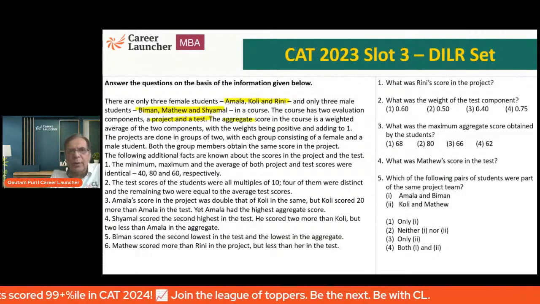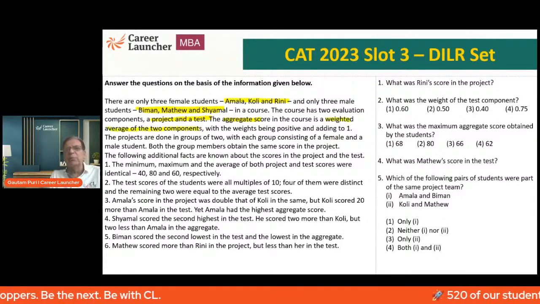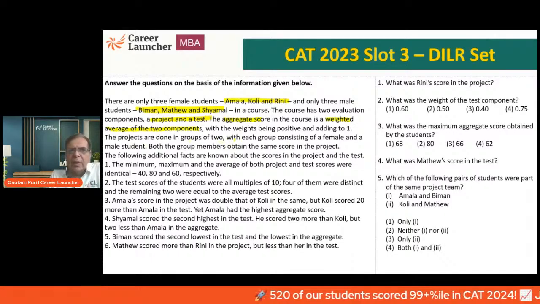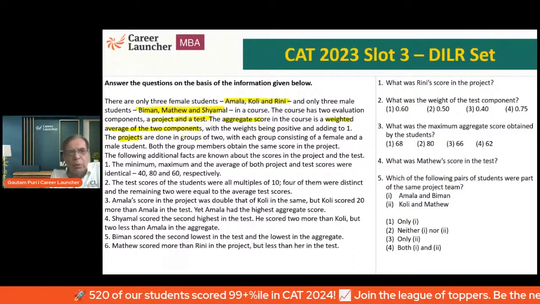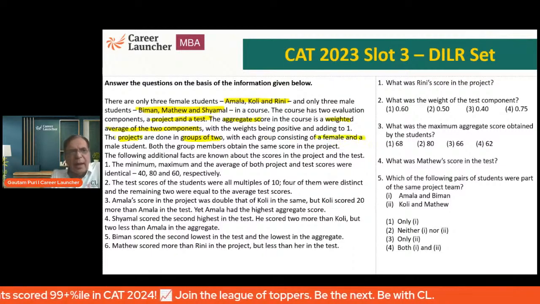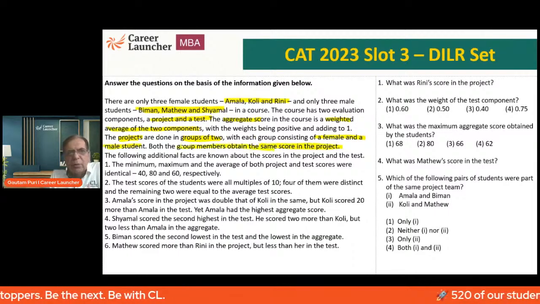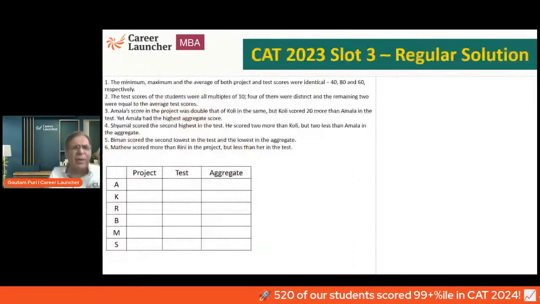The aggregate score is the weighted average of the 2 components. Okay. With weights being positive and adding up to 1. Then what does it say? Project is done in groups of 2, with each group consisting of a female and a male student, and both of them get the same score in the project. Both group members obtain the same score in the project. This is what we know. And based on that, let's start making the table.